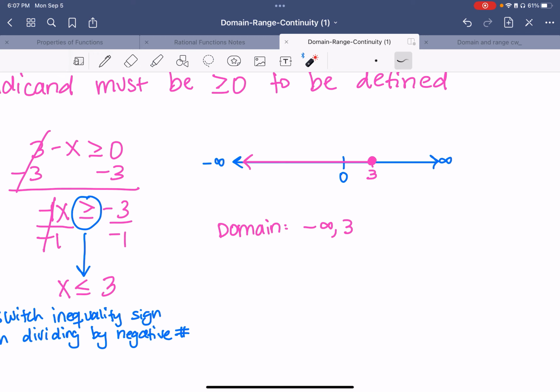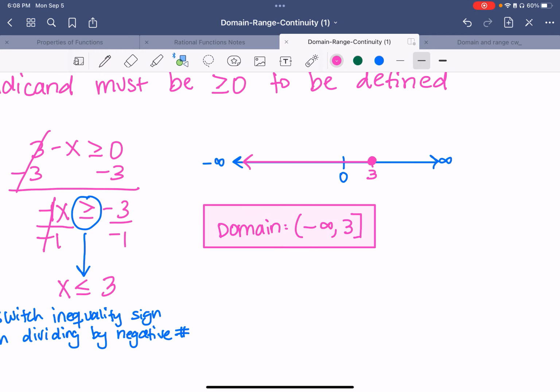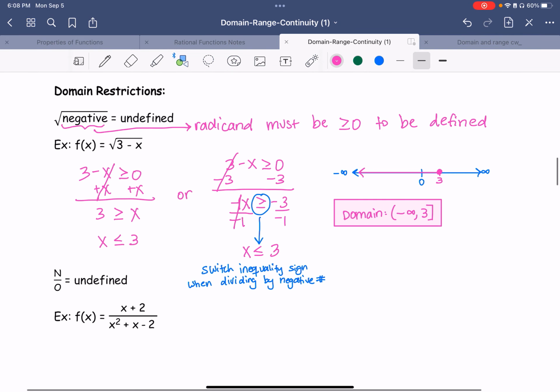Now, how am I going to close this? So the 3 that has a closed point will have a bracket. For the infinity, infinity will always have a parenthesis. The reason being is that we do not know the value of infinity. Infinity goes on forever and ever. So since we can't put a number on it, it's going to be open. Whether it's negative infinity or positive infinity, always use a parenthesis. Okay, so the domain here is negative infinity to 3.